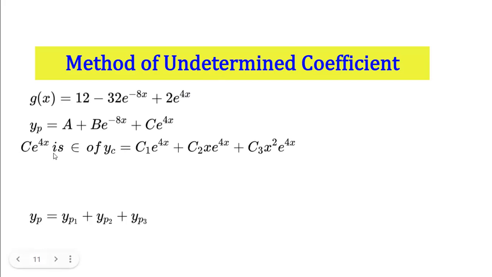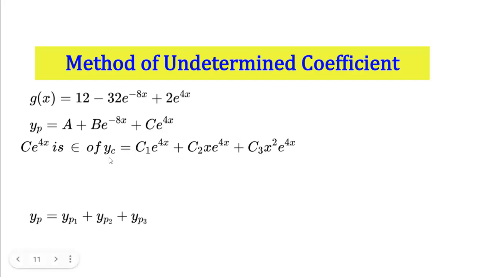But what we observe is that c e to the 4x is an element of y of c, which means c e to the 4x can also be found within our complementary solution. Whenever any part of your complementary solution resembles your particular solution, you need to multiply the equations by x, x squared or x cubed. It depends on how the equation will behave. So let's look at the example here. For our complementary solutions, we already have x and x squared.